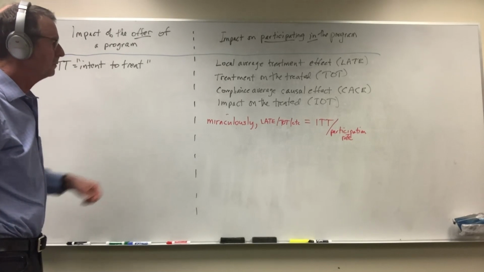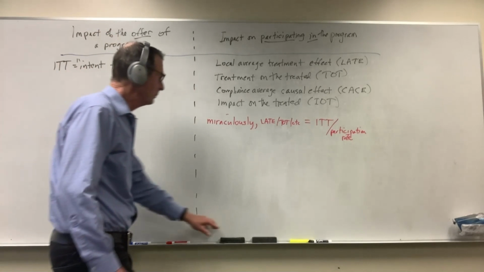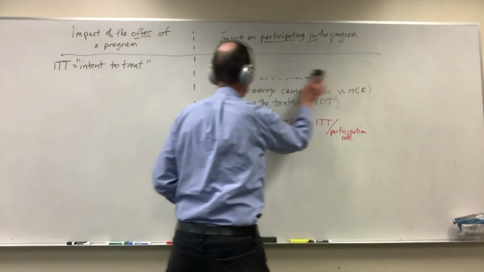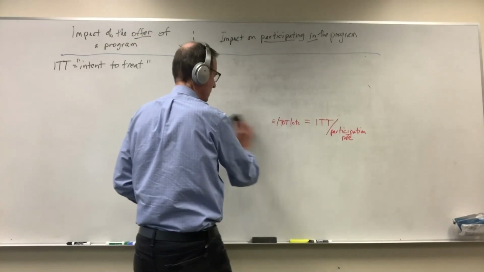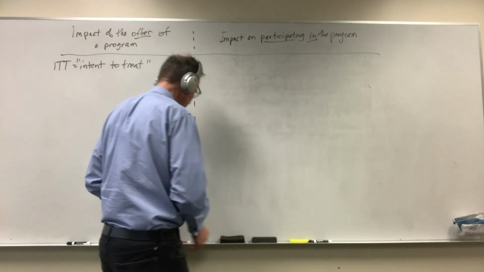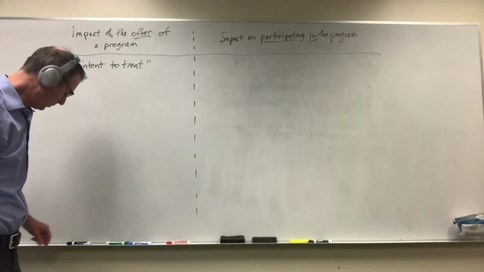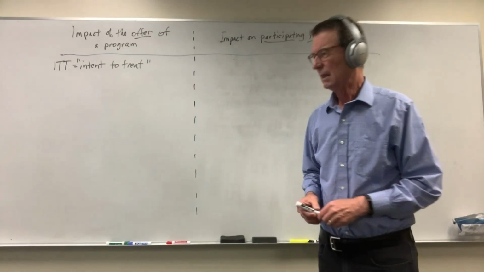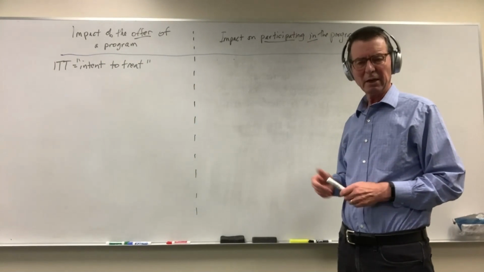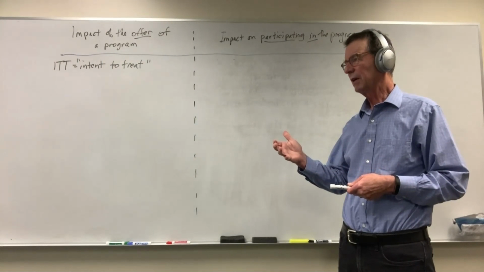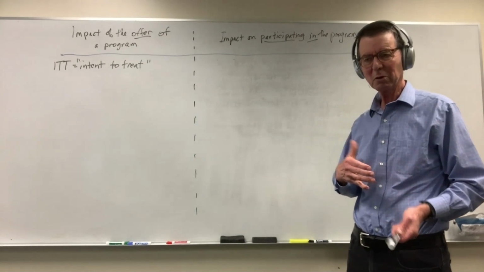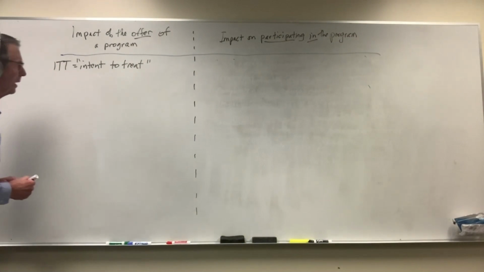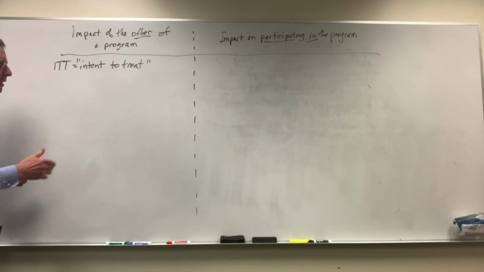So let's, if I can, get this out of the way, erase it, and we can talk about how to estimate. First, intent to treat. Well, we've already talked about this, right? Remember the example of the treatment group and control groups that each had 100, and the treatment group had scores of 110, control group scores of 100 on some measure.